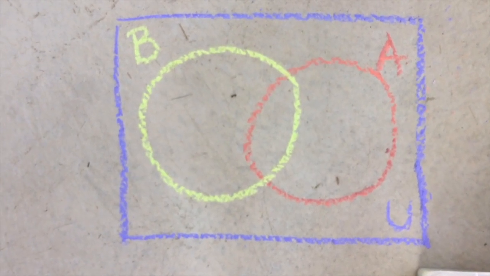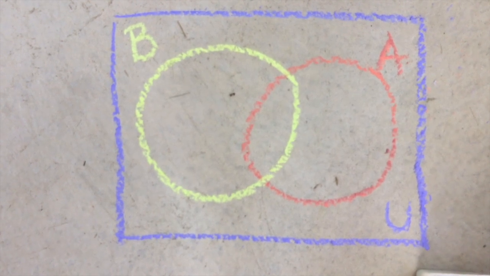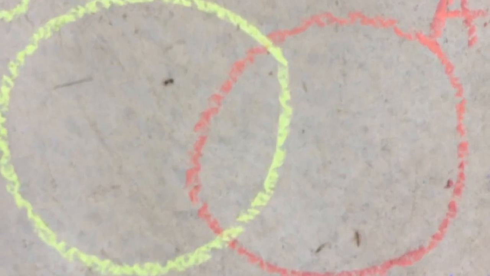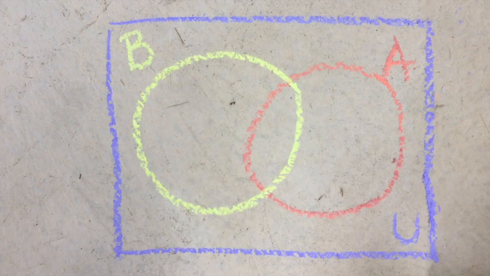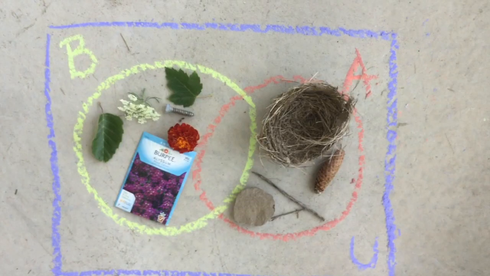Alright, I've updated my picture. Look at my circles now compared to their original locations. A and B now have an area of overlap. I'm going to change the way my sets are defined. In set A, I'm going to put all the objects that are brown from my universe. Set A now contains a nest, a pine cone, a stick, and a rock. The rock was a little muddy, so I'm calling it brown. Set B I'm going to define as objects that are colors other than brown. So you can see I've put the remaining 6 objects in that circle.